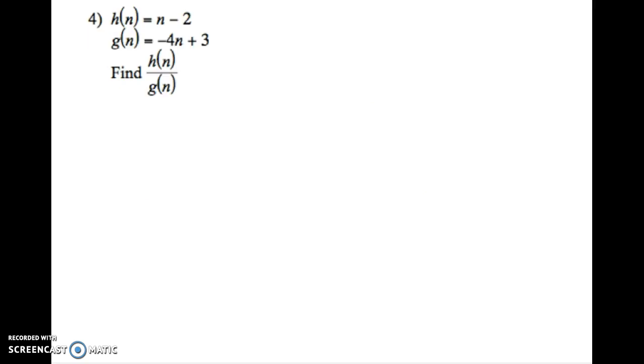Fourth one, now that we've done addition, subtraction, multiplication, is to do division. This one, as far as setting it up goes, is fairly simple. We want to put the h of n equation in the numerator. So the n minus 2 will go on the top. The g of n, the minus 4n plus 3, will go on the bottom in the denominator. And as far as it goes, that is the answer for this part.